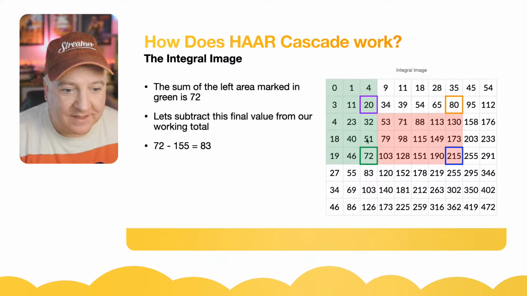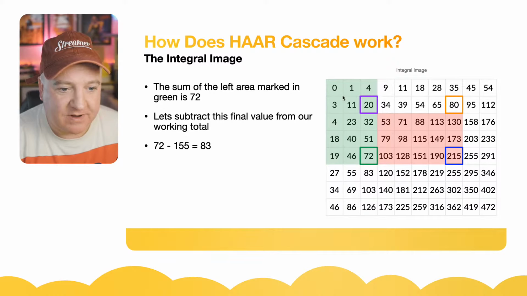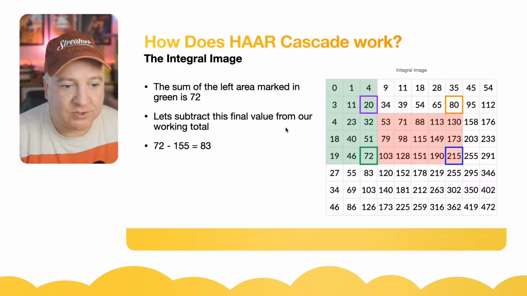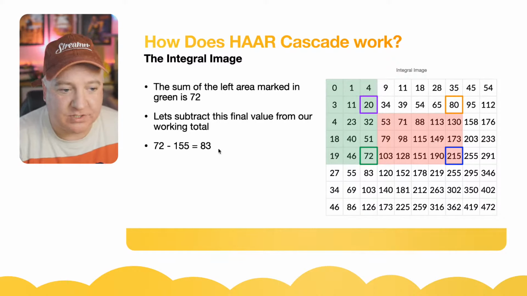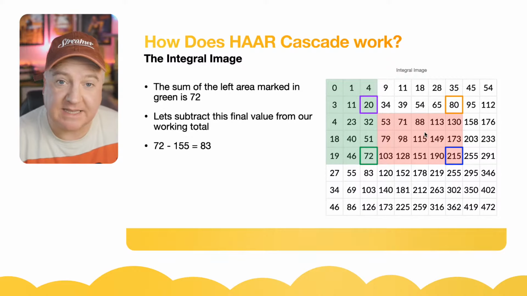And then the final thing is this green area. So the sum of the left area marked in green is 72. We just look at that bottom right value again. And that means that we can subtract that from our working total, which is 175, and we get the value of 83. So that tells us the value of all them pixels in that block there is 83.